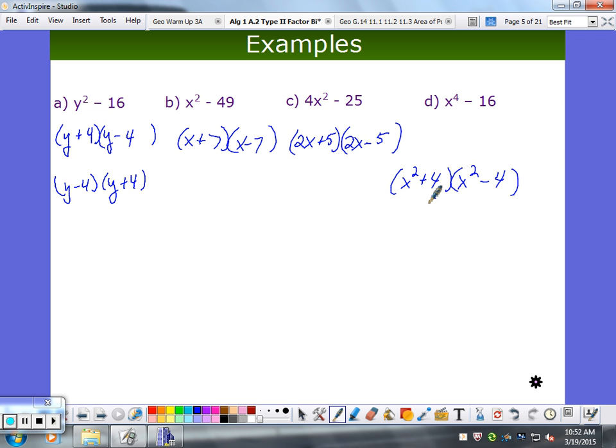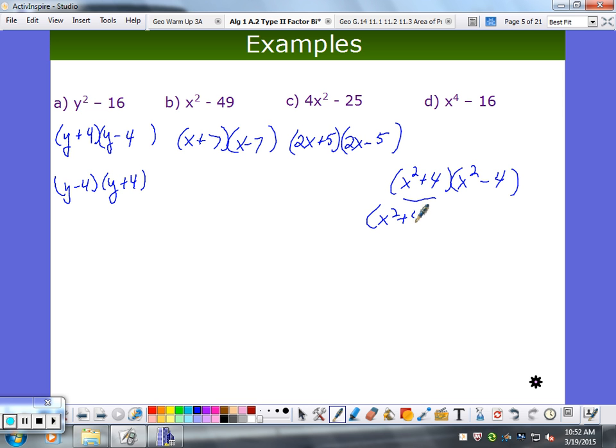Well, okay, this one, is this the pattern? Is this a perfect square minus a perfect square? No. But is this a perfect square minus a perfect square? Yes. So when you are factoring, you don't stop until you can't factor anymore. Now this one, I can't factor it anymore.